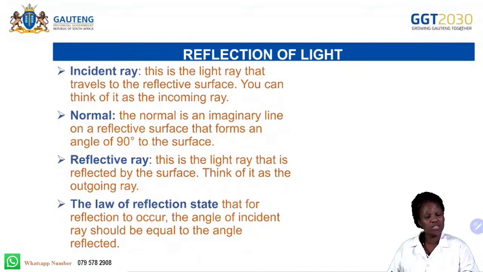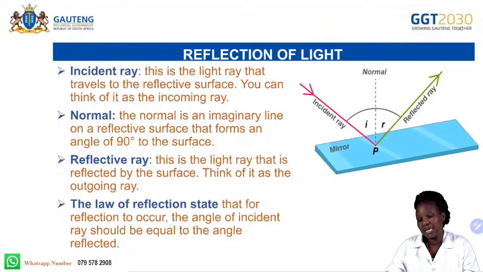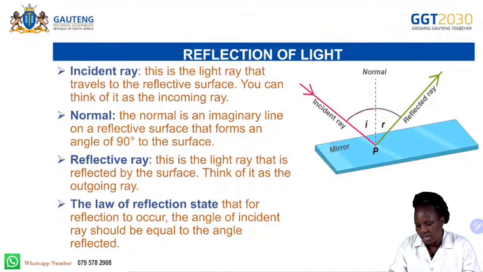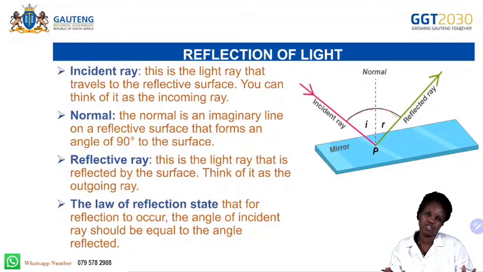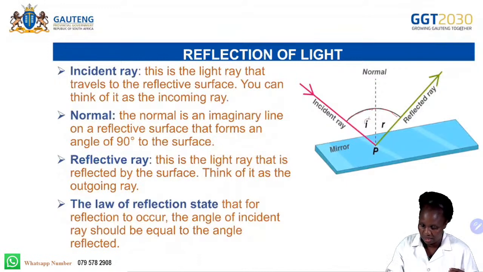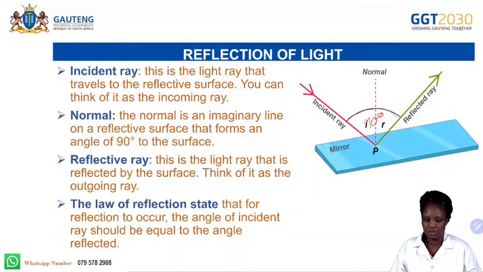And then we've got the law of reflection that states that the angle of the incident ray should be equal to the angle of the reflected ray. All right. When we are talking about the angle of the incident ray and the angle of the reflected ray, this is the angle that we are talking about. When you're looking at this angle up to the normal and from the normal up to the reflected ray, this is what we are talking about. This is the angle of the incident ray and the reflected ray. And they form 90 degrees. Okay. Good. Let's move on.